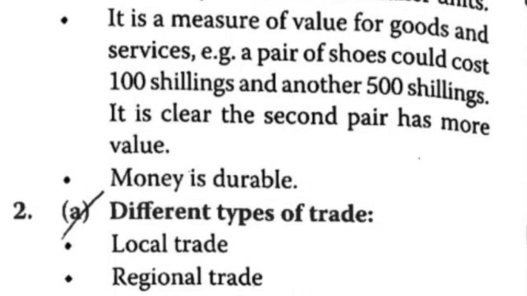For example, a pair of shoes could cost 100 shillings and another 500 shillings. It is clear the second pair has more value. Money is durable.